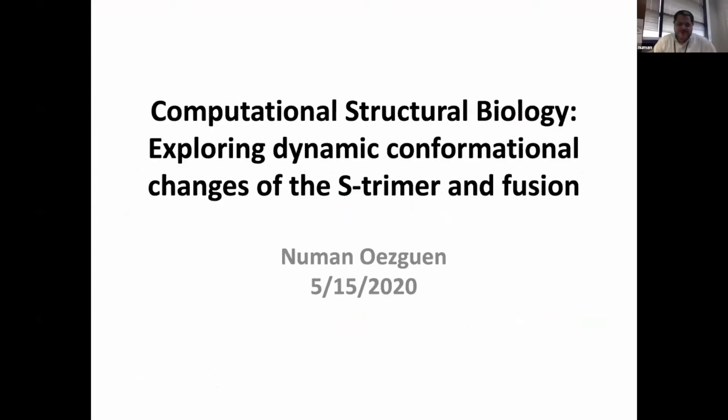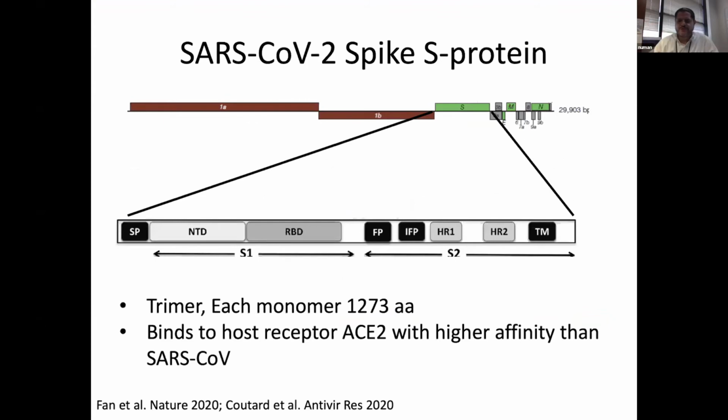Perfect. Thank you very much, Dr. Corey, for choosing my project for this short presentation. It's about the SARS-2 S trimer and the cell fusion. Just to be complete, here's the overall structure of the SARS-2 virus, and I'm interested in the S protein and its conformational changes. It has 1273 amino acids. It binds to the ACE2 receptor on the host cells, and on the virus surface it forms trimers.